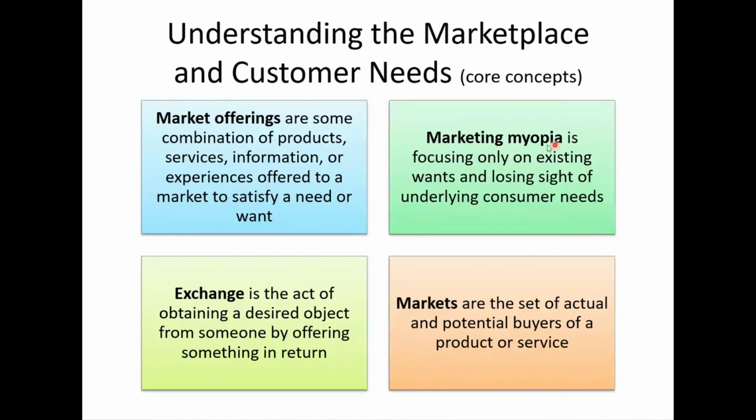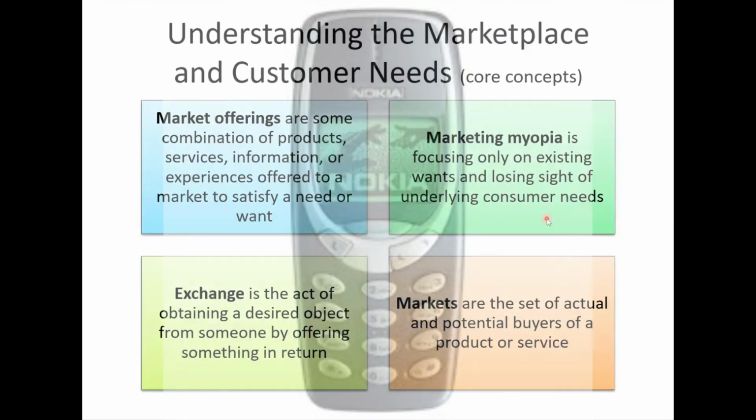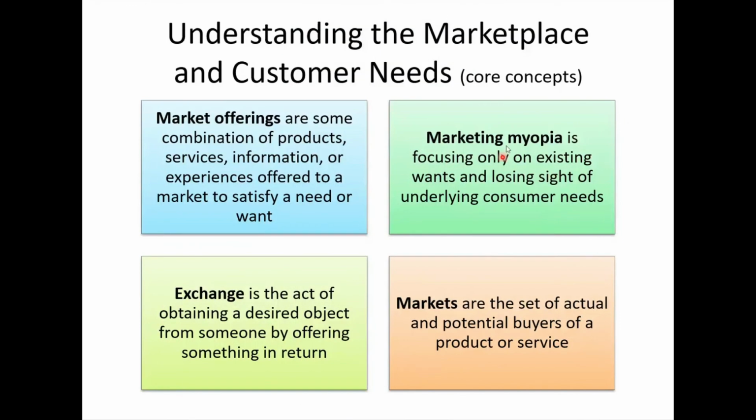Marketing myopia is focusing only on existing wants and losing sight of underlying customer needs. The best example for this is Nokia. Because they didn't understand, they just focused on the existing wants and they didn't understand the future change of the environment. So they had this marketing myopia. While other companies such as Apple, Samsung, and Huawei didn't have it because they changed their products based on what's called the continuous improvement of their products.